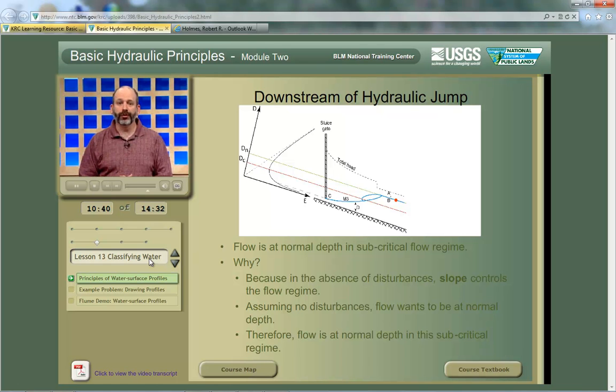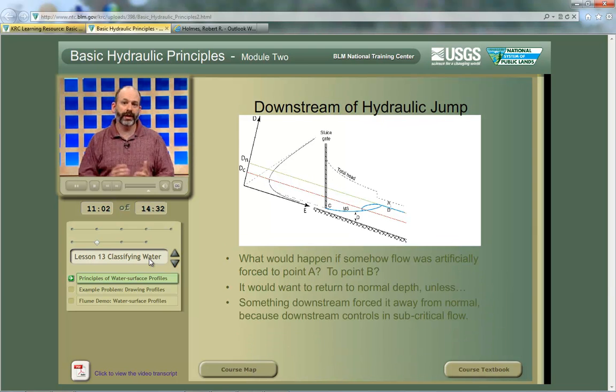Well, flow will be at normal depth in the subcritical flow regime downstream. And why is that true? Well, remember, in the absence of any disturbances, slope controls the flow regime. So assuming that there are no disturbances, flow wants to be at normal depth. Therefore, flow is at normal depth in that downstream subcritical flow regime. Now, what would happen if somehow flow was artificially forced to point A or to point B? Well, it would want to return to normal depth unless something downstream forced it away from normal, because downstream controls in subcritical flow.